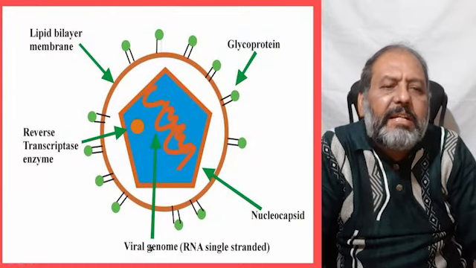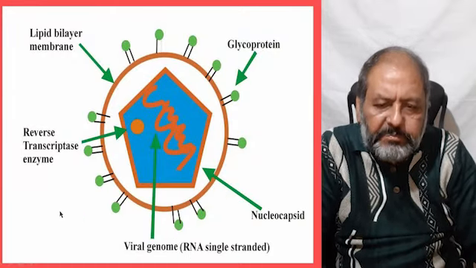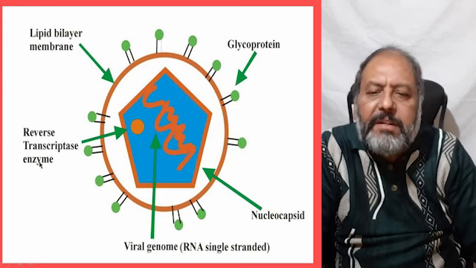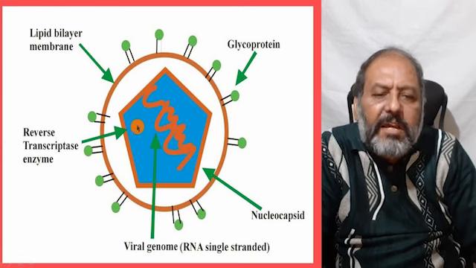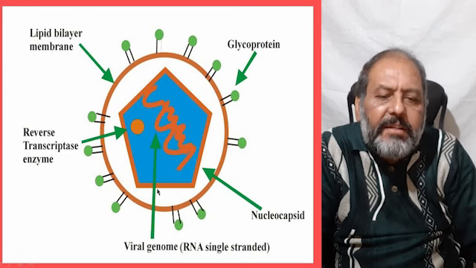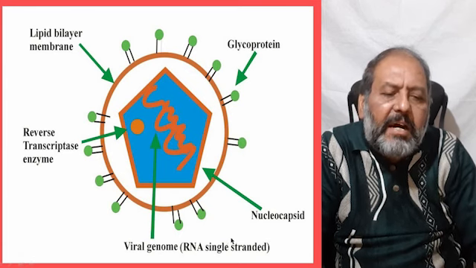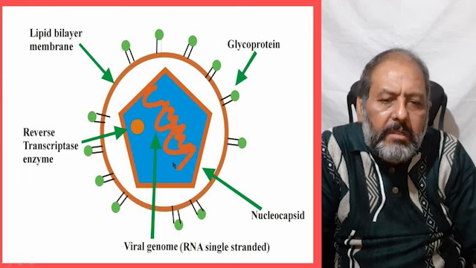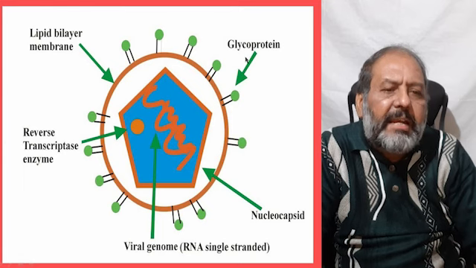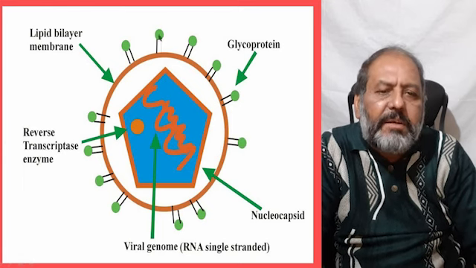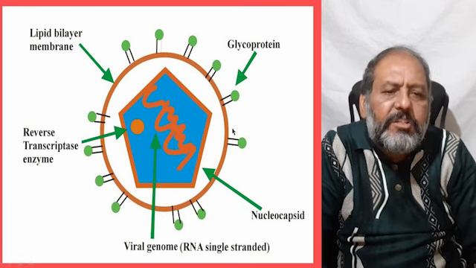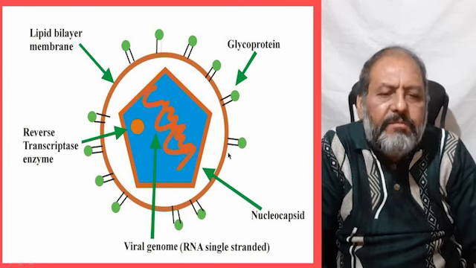So here one can see the virus structure. It has an outer lipid bilayer membrane. Then there is the reverse transcriptase enzyme, which is present in the center of the virus. And here is the viral genome, RNA, single-stranded. And here there is a nucleocapsid and the glycoproteins and the projections like hemagglutinin and the others. These are all the spikes rising from the envelope of the virus.